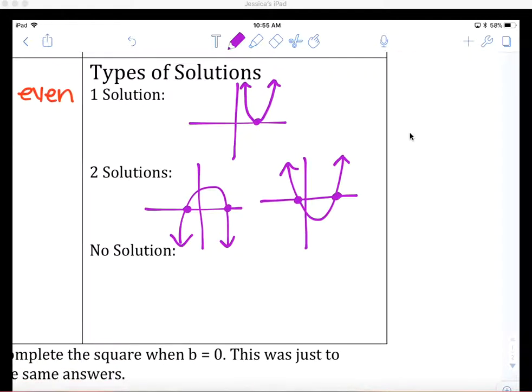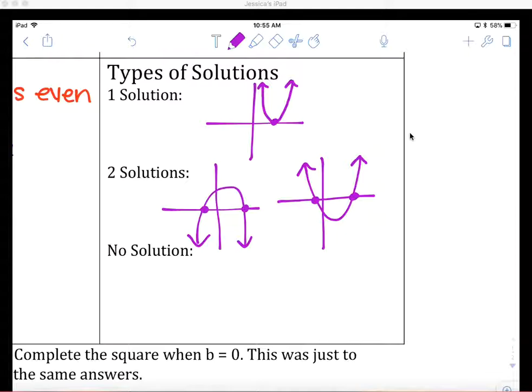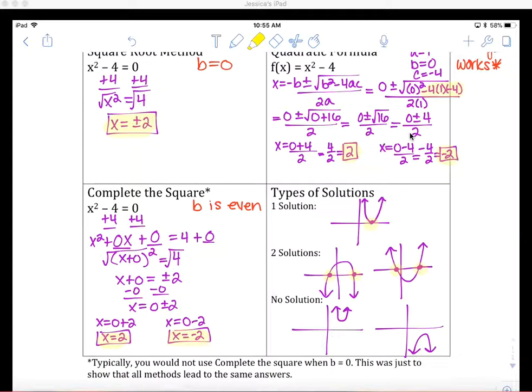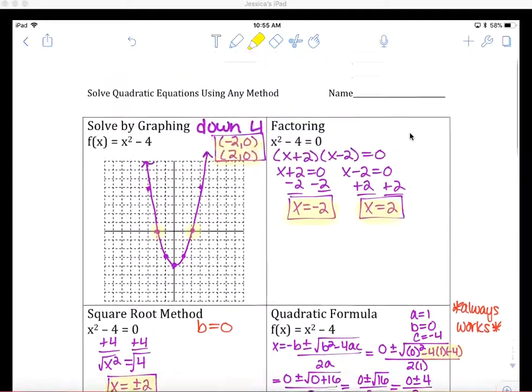And then finally, no solution, which go back to one solution. One solution can also happen going down. It just means your vertex is on the x-axis. No solution means that you are not crossing the x-axis at all. So it can be going up, it can be going down, but you'll never cross. So remember with graphs, your solutions are where you're crossing the x-axis. It's your x-intercepts.